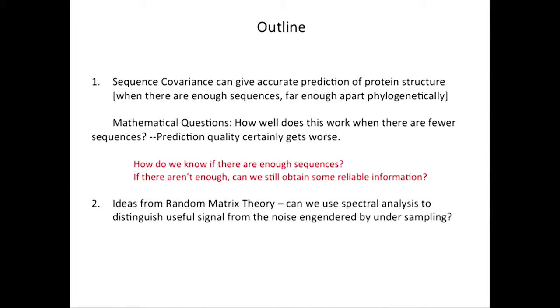Okay, so I've made an outline of the talk. The first part is going to be the result, in the sense that we're going to show that you can use sequence covariance, and I'll explain what that means. But you can use sequence covariance to give accurate prediction of 3D protein structure. And that's subject to several caveats.